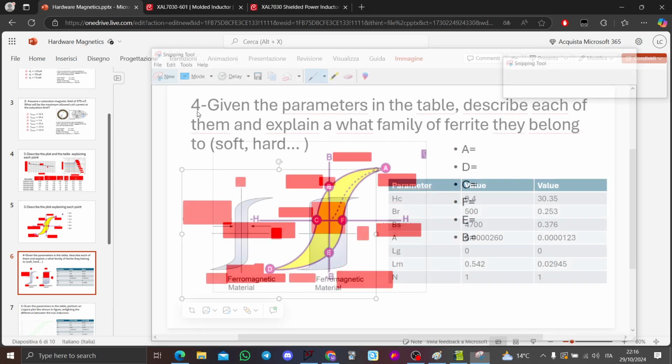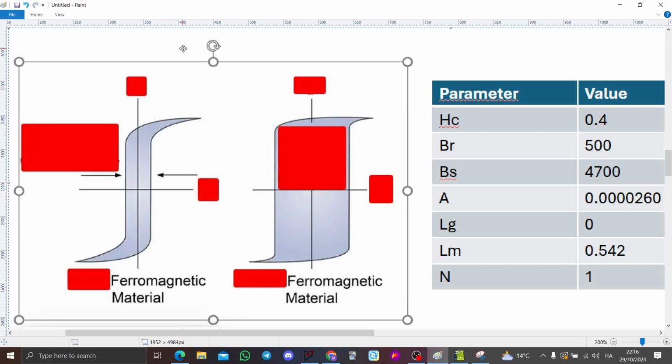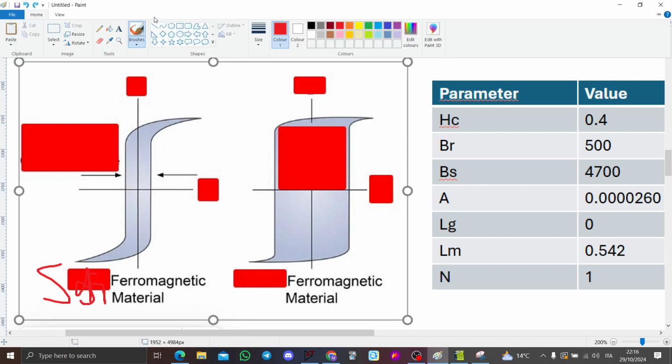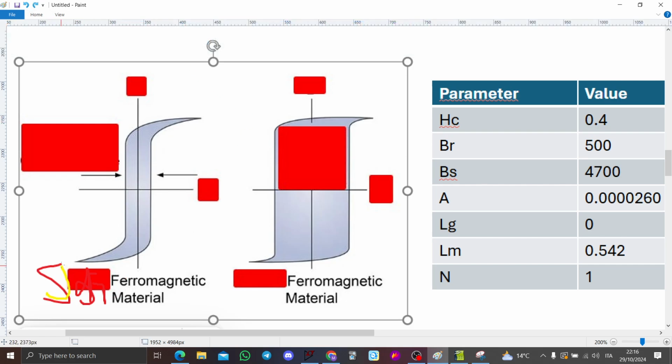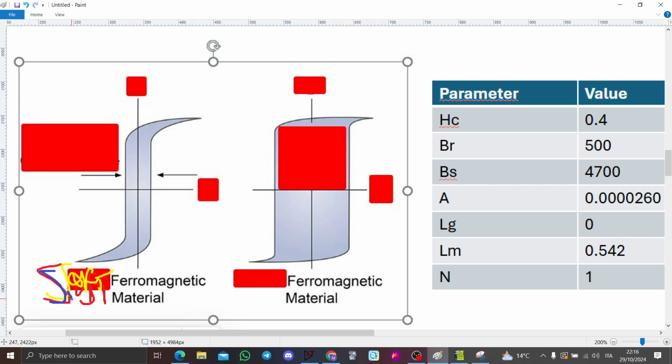Let me bring this on Paint. So these are called soft magnetic material. Blue. So you have to use soft magnetic materials, and this is hard magnetic materials.